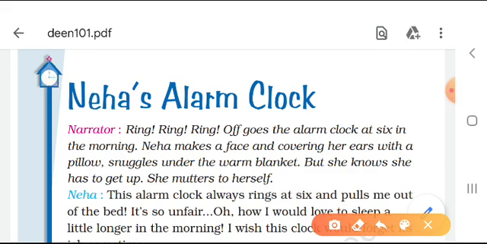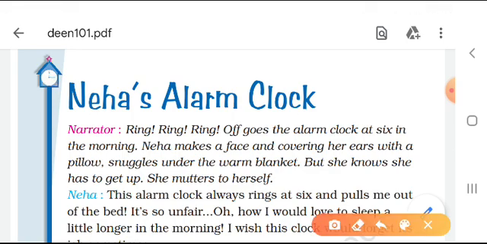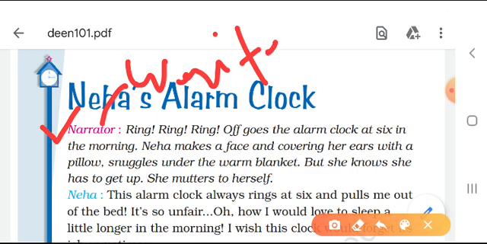Before we recite, let me explain one thing: in this topic there are two persons. One is the narrator, who is writing this topic, this passage, this lesson. Narrator means writer. The narrator is the writer who is writing this lesson, and Neha is a character about whom the writer is writing here.